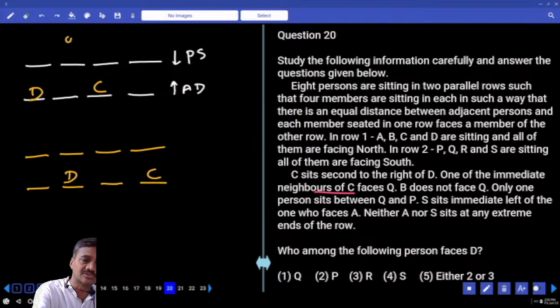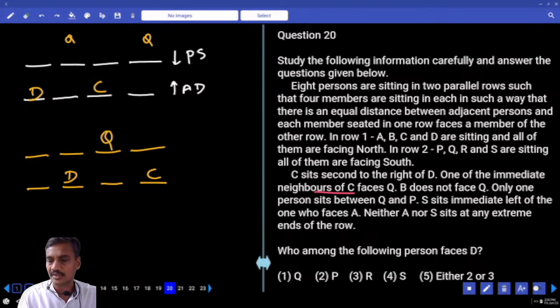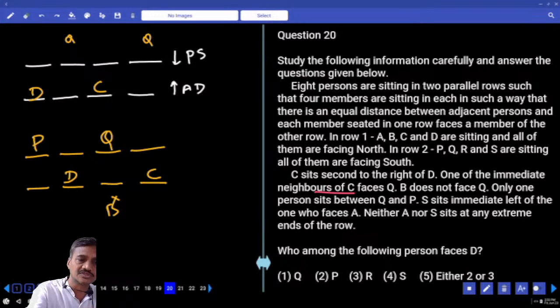One of the immediate neighbors of C faces Q, so Q can be at any one of these two places. In the second possibility, Q must be here. B does not face Q, so B cannot be opposite to Q, and with only one person between Q and P, P is here. Here in this case, if Q is here, P will be here, or if Q is here, P will be here. And one person between P and Q.